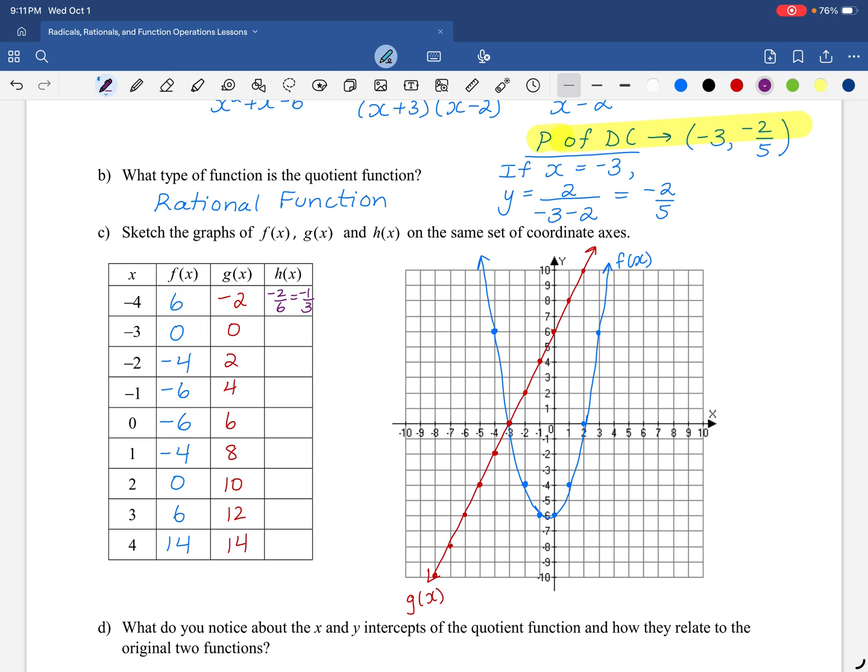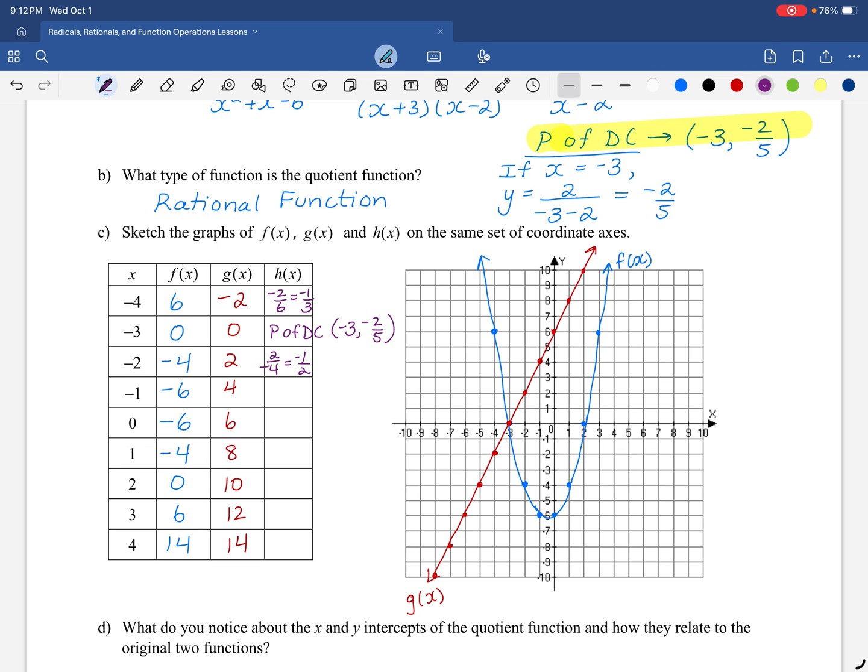So I'm just going to put a little note here. This is the point of discontinuity. And I will put this here, -3, -2/5. So that's going to become a hole in the graph. There's not an asymptote or anything there. There's a hole. Okay, moving along. So g divided by f. This would be 2 over -4, so this is going to be -1/2.